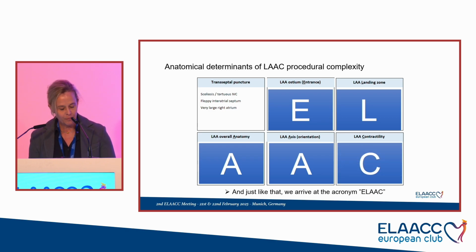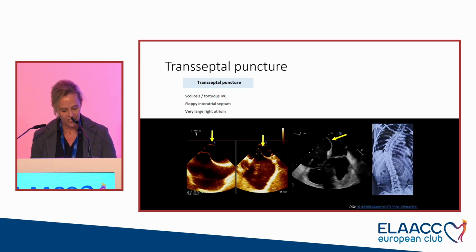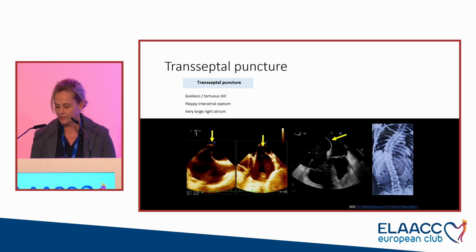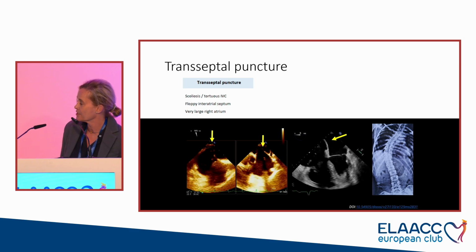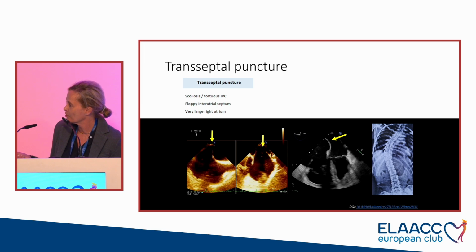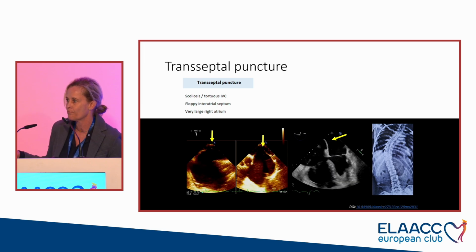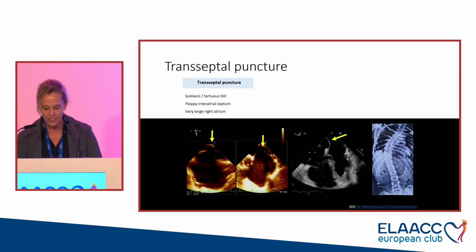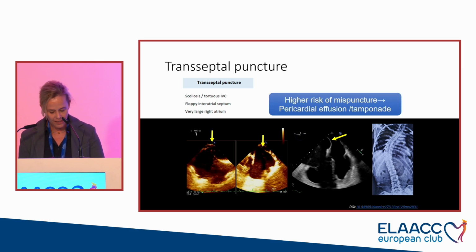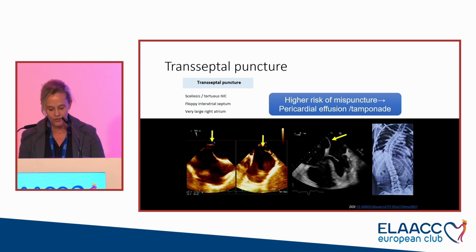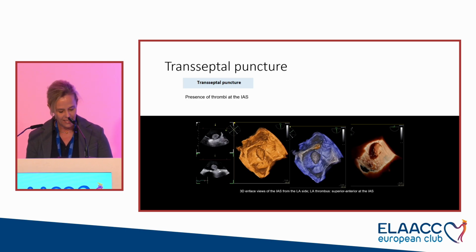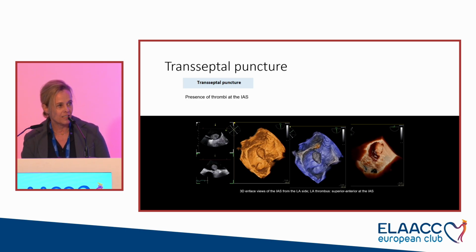So let's have a look at transeptal puncture. This is not in the ELAAC paper, but I think it's a very important determinant for success. TE can give you some impressions if you have, for example, on the left-hand side, a very floppy septum, which can make your transeptal puncture more difficult. If you have a huge bulging towards one of the atria, as you can see in the middle, or a patient with scoliosis, this can lead to a higher rate of mispuncture and pericardial effusion or tamponade in some of the patients. This is also something you can evaluate with TE.